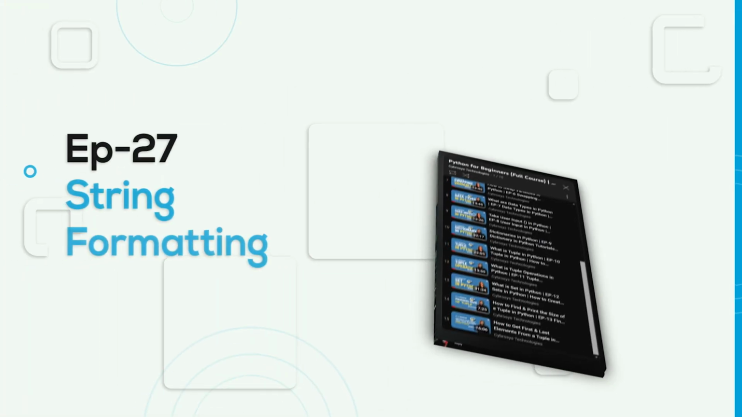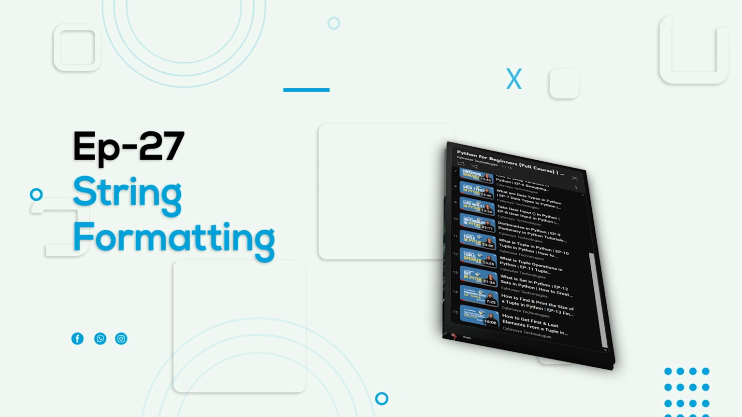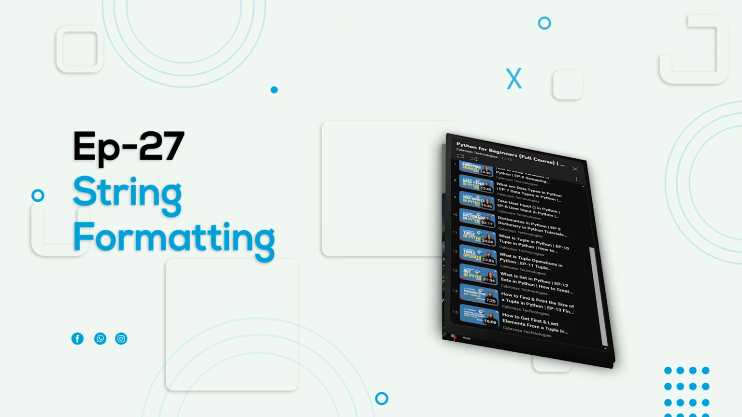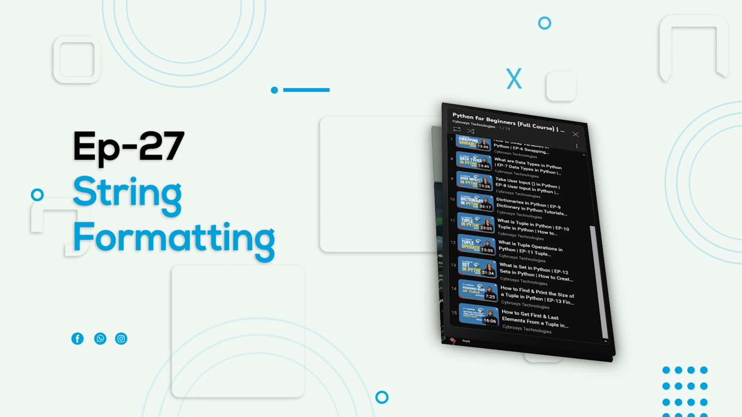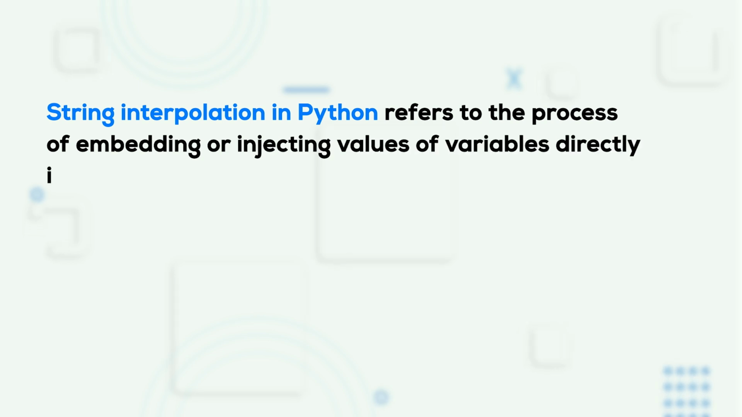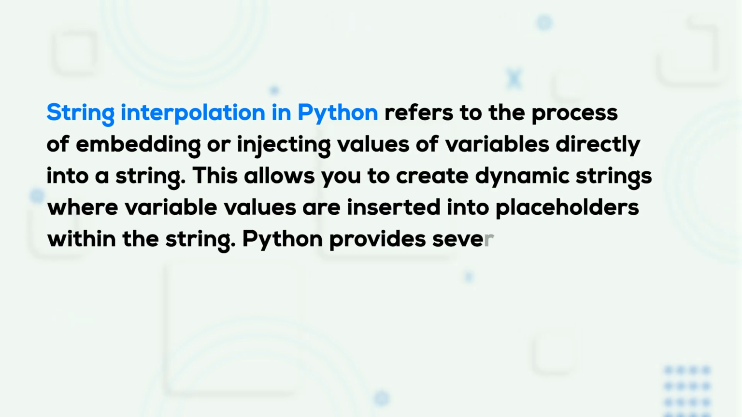In today's video, we will be discussing string formatting. String formatting is also known as string interpolation. Before moving on to the topic, we just need to know what interpolation is. Interpolation is a process of substituting the values of the variables into the placeholders in a string.